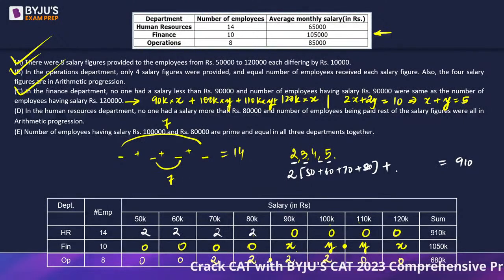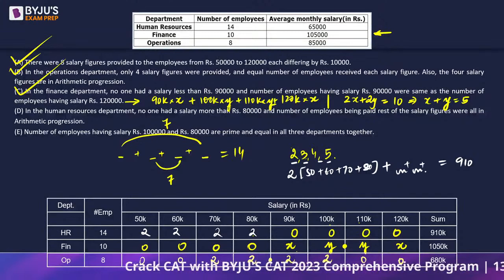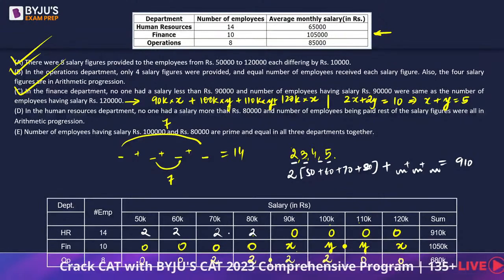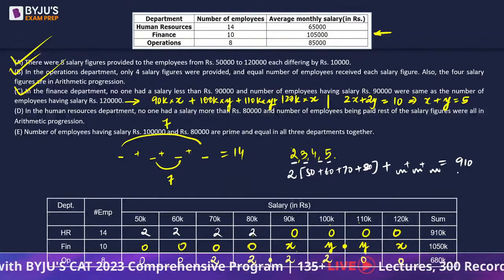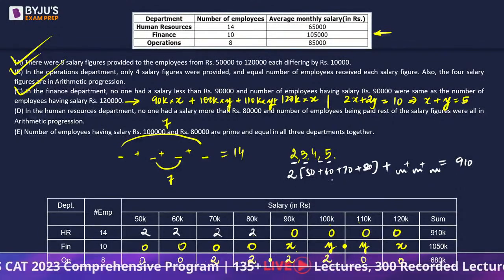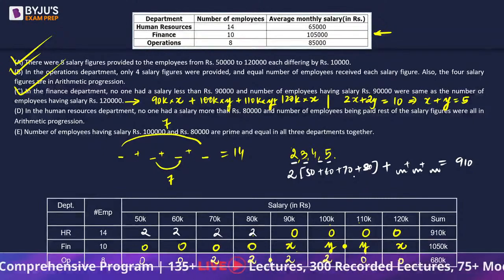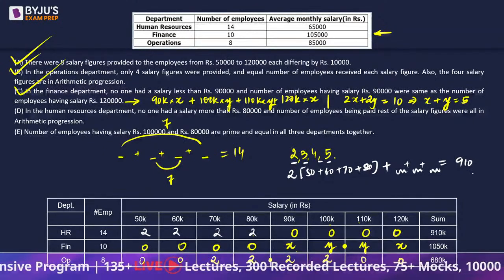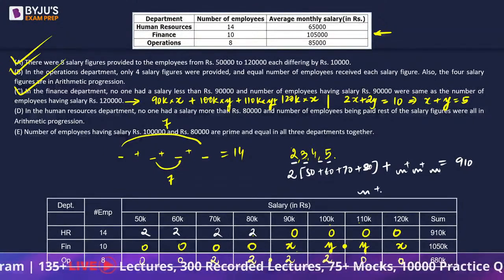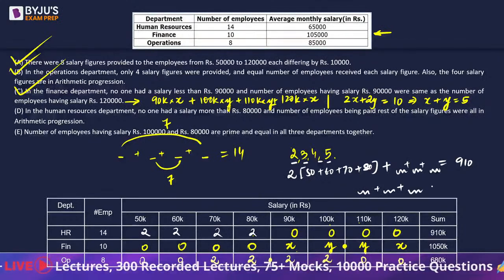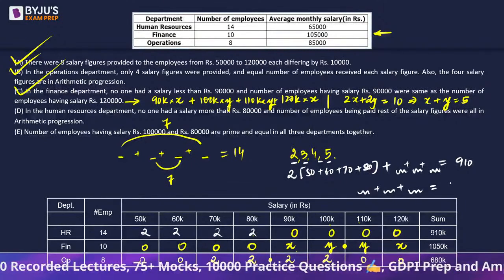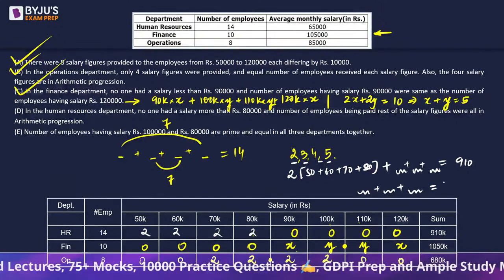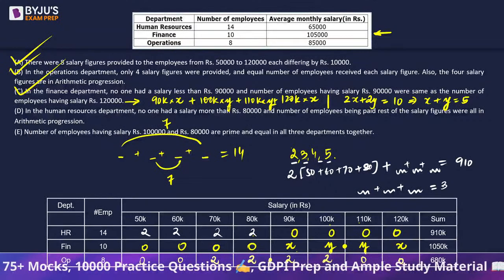So the sum of 3 numbers, why? Because one of them will be 3, another 4, another 5. So sum of 3 numbers plus 2 times 260 is 910. So we can say that the sum of these 3 numbers is going to be 910 minus 520, which is going to give us 390.